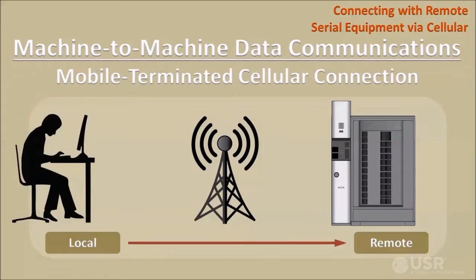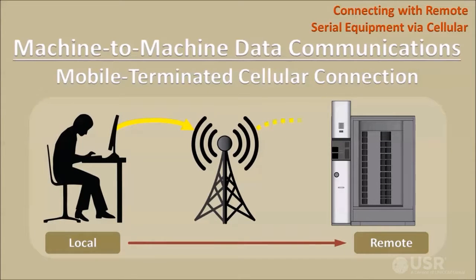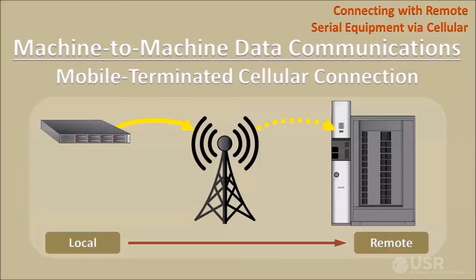An M2M data communication system that has a centrally located host initiating a cellular connection to the remote equipment is making a mobile-terminated cellular connection. The host may be a manually operated terminal or an automated system that has an application running on a server.